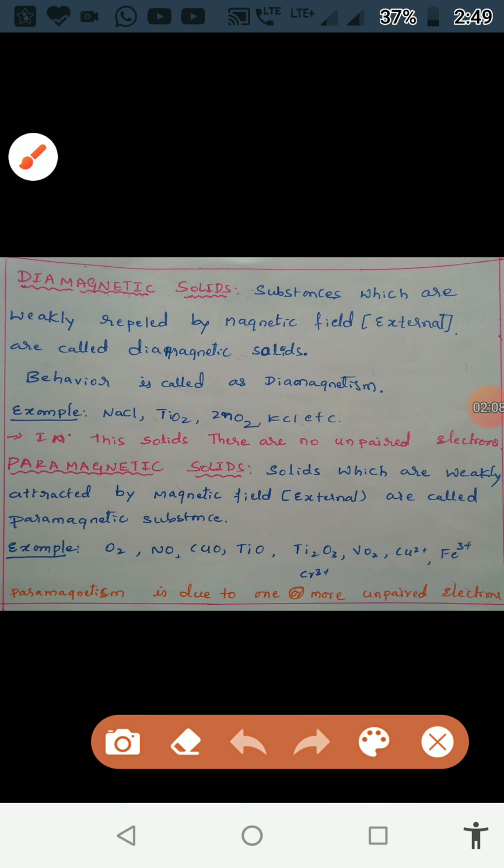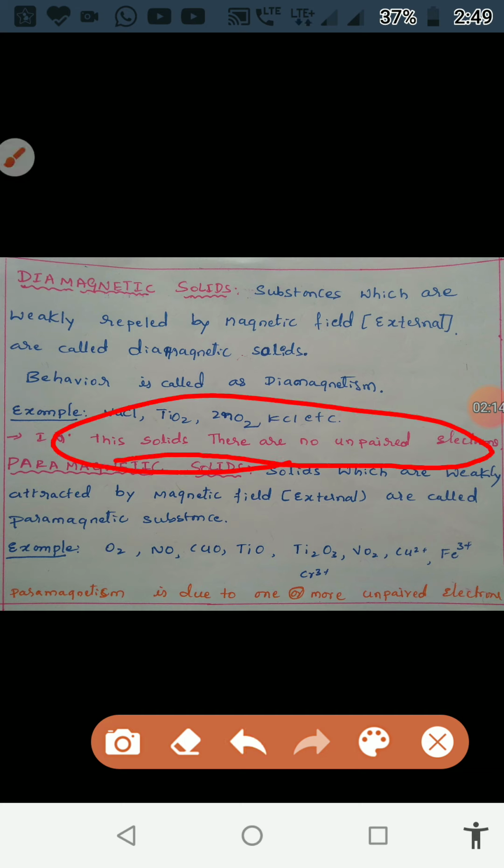Here, these do not show magnetic property because they do not have any unpaired electron. Due to the absence of unpaired electron, as there is no motion of charged species, they cannot show the magnetic properties.